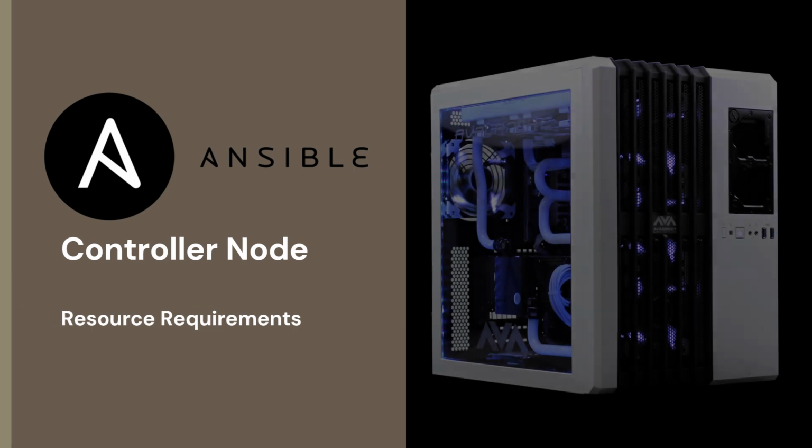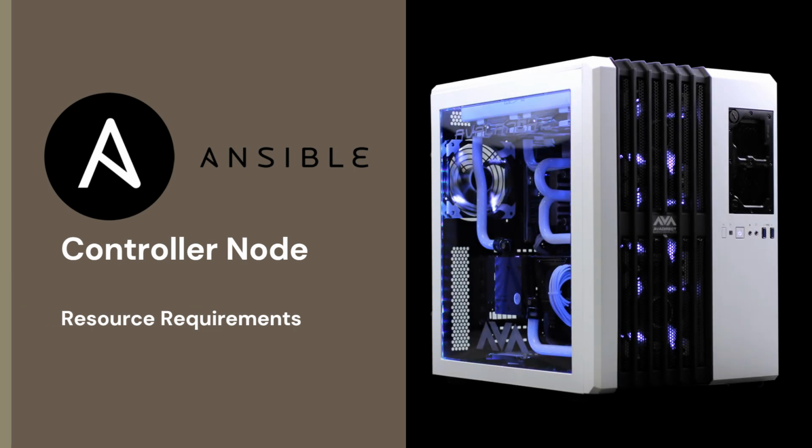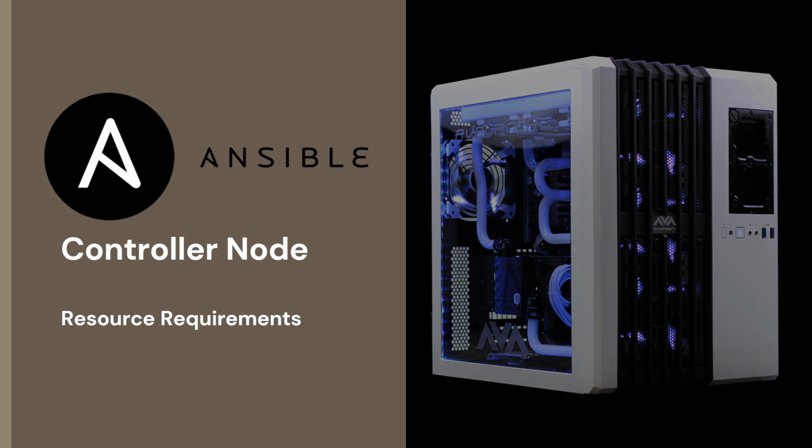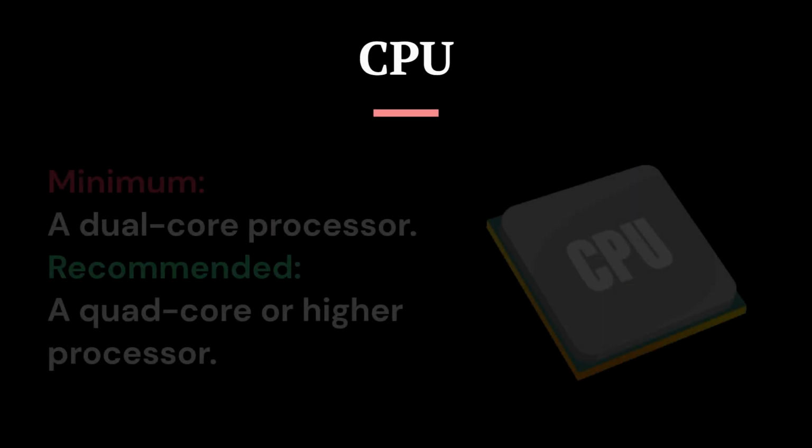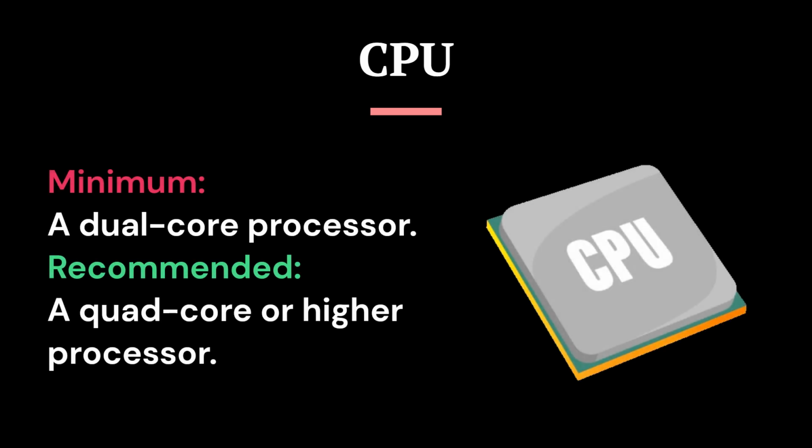The resource requirements for an Ansible controller can vary based on factors such as the size of your infrastructure, the complexity of playbooks, and the frequency of automation tasks. I will share general guidelines for resource requirements. You need minimum a dual-core processor. Recommended is a quad-core or higher processor. The CPU requirement can increase with the size and complexity of the automation tasks.